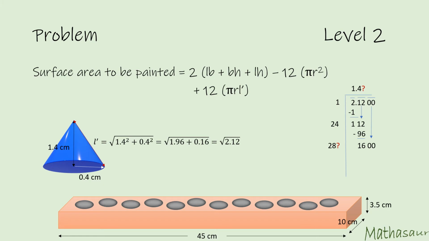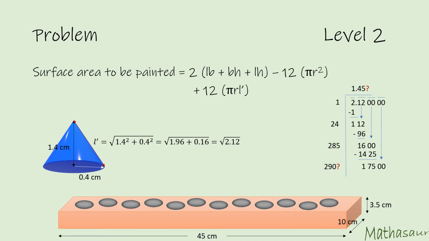So 14 2s are 28. Now we need to put a number next to 28. What shall come in the ones place? Let us try 5. So 285 times 5 gives me 1425, a number less than 1600, which gives me a remainder 175. Now let us copy another pair of zeros.